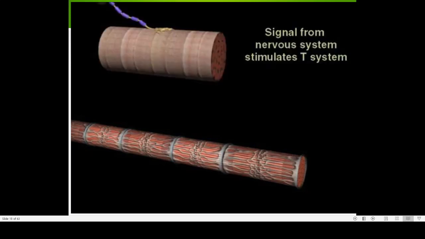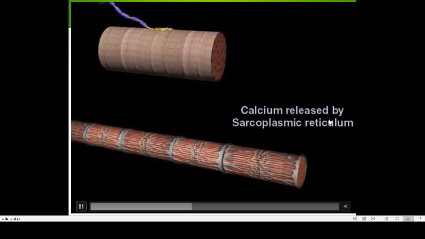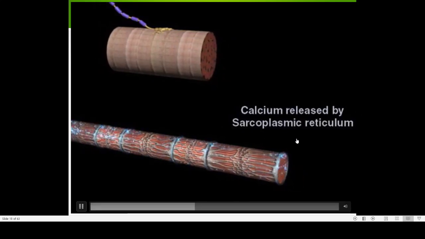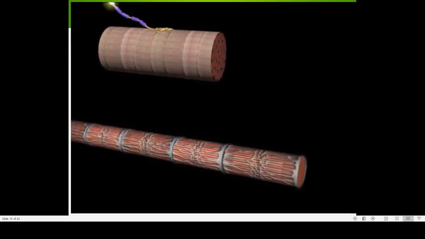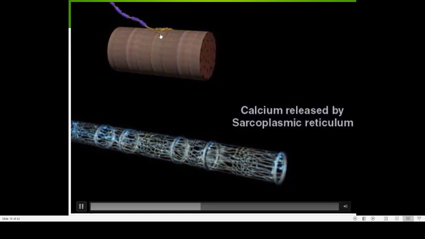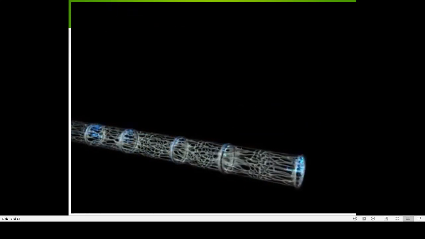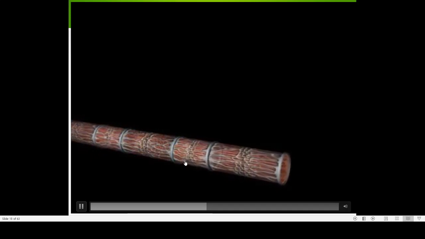Now you can also see that the muscle has a signal system. When an electrical message is reaching there, calcium ions will be released, and that will cause a reduction in the length of the muscle fiber. So when we get a nervous message, calcium ions are released, and this release of calcium ions is what causes the muscle contraction.